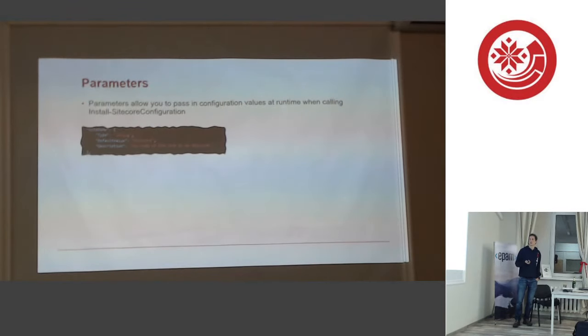The other important concept is parameters. Parameters are just what you know from PowerShell. It's what you pass in on the command line when you call Install-SitecoreConfiguration. Everything that you've defined as a parameter in the JSON file, you'll be able to override. You can provide default values in the configuration file, but these values can be overridden by calling the installation.